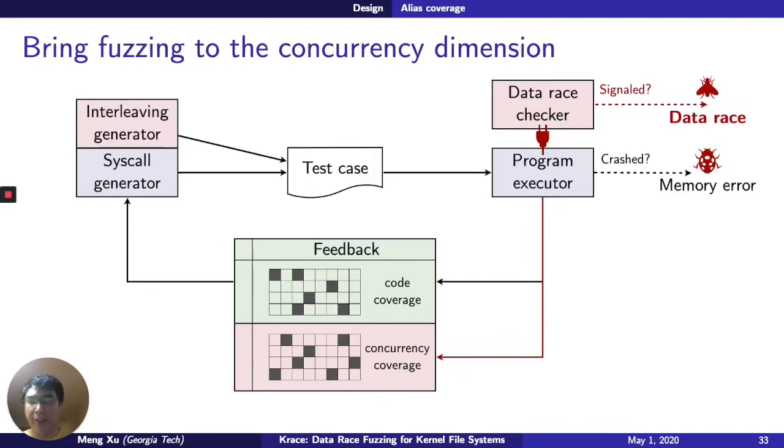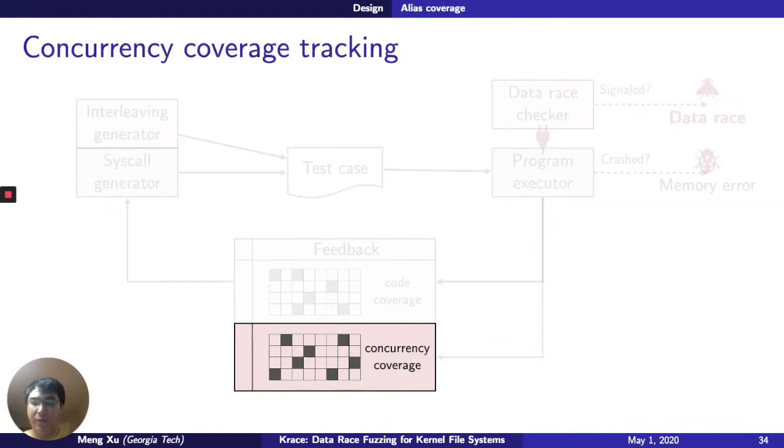And then the other part is that we need to have an interleaving generator, which not only tries to explore the code coverage, but now tries to further expand the coverage in the concurrency dimension. So going to the first question, how do we design a concurrency coverage tracking?